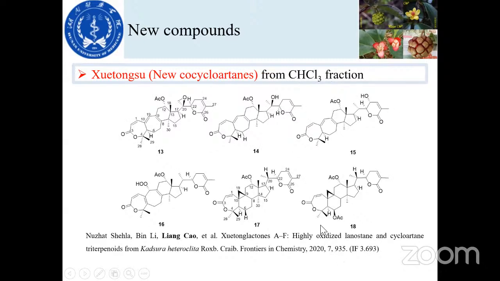The previous two works were on compounds isolated from the butanol fraction. From the chloroform fraction, we also isolated some new compounds. This work was done by Nuzhet Sheller, a visiting scholar from Karachi University. These new compounds were also cycloartane triterpenoids and lanostane Xuetongsu.